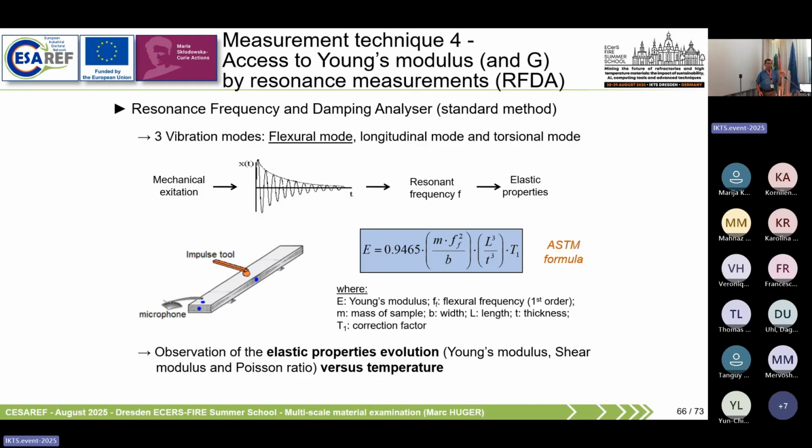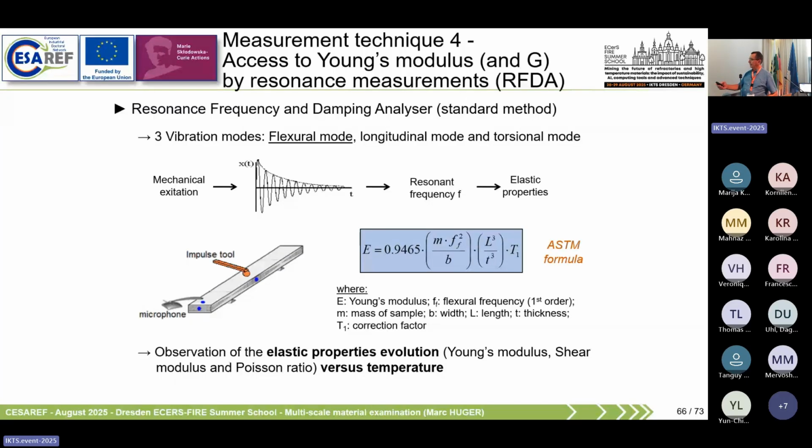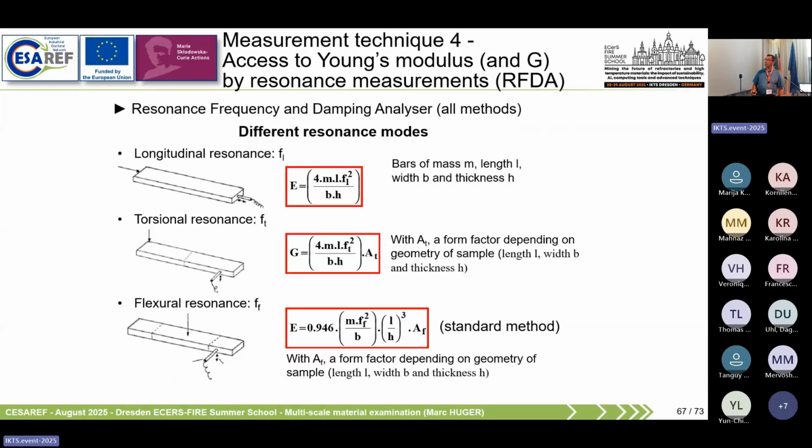Even if the hammer is not so heavy, it can modify the structure of the material if you hit your sample too much. So we are focusing on measurement at very low energy, in order to take care of that, reducing the energy engaged in the measurement.